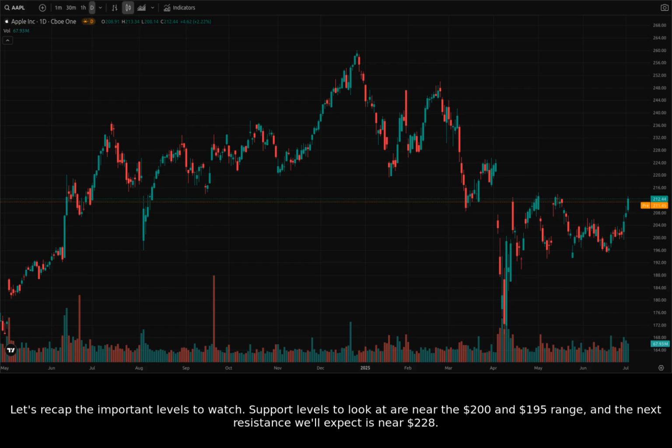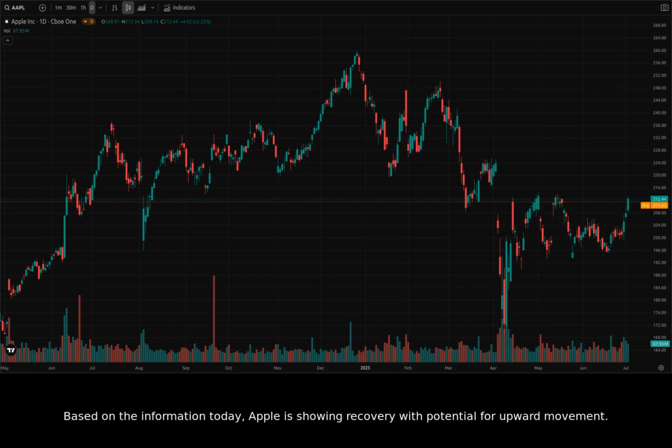Let's recap the important levels to watch. Support levels to look at are near the $200 and $195 range, and the next resistance we'll expect is near $228. Based on the information today, Apple is showing recovery with potential for upward movement.